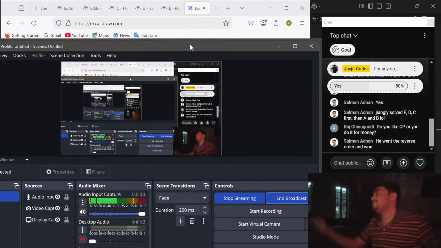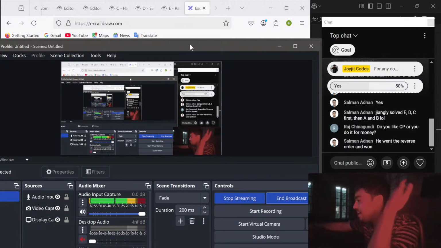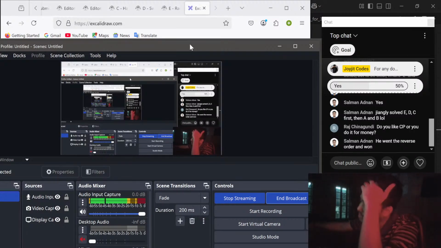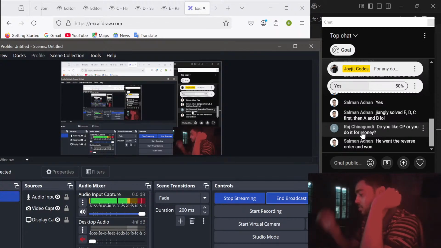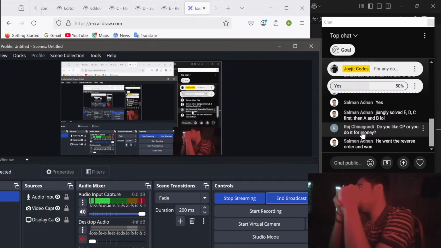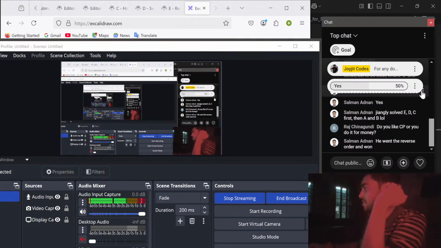This is a good question. I'll take it. Even the reverse order, and obviously they are trained for it. See, do you do CP for money? Who is telling you that doing CP gives you money? First of all, tell me this. Who is telling you this?